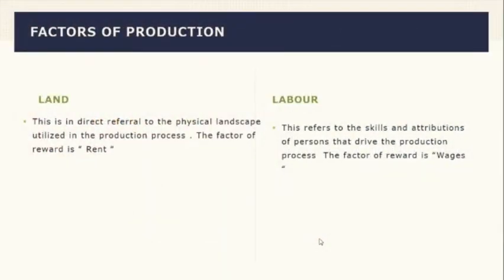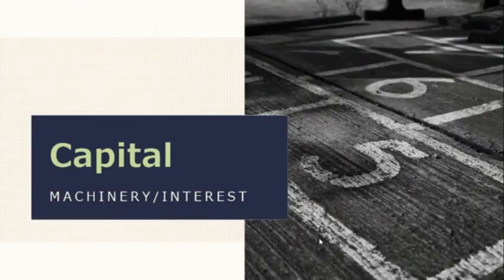The three main factors of production include land, labor, and capital. Land refers directly to the physical landscape utilized in the production process. The factor reward for land is rent. Labor refers to the skills and attributes of persons that drive the production process. The factor reward for labor is wages. Then we have capital. Capital refers to machinery or things that the business owns.